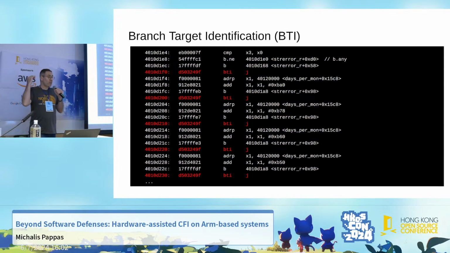So if any code jumps into any other instruction that is not BTI, an abort will be generated. And that ensures that all jumps happen at legitimate instructions and not to attacker-controlled instructions, right? Or at least that's the idea behind BTI.